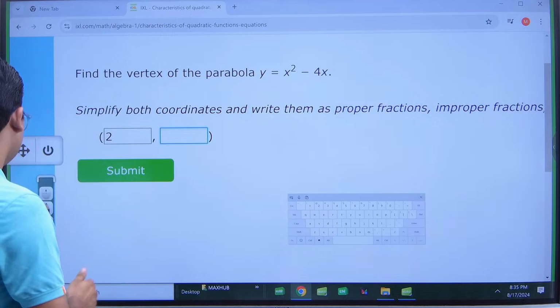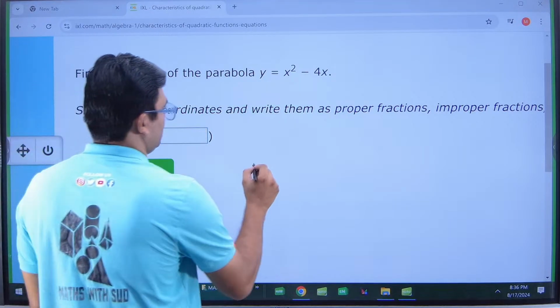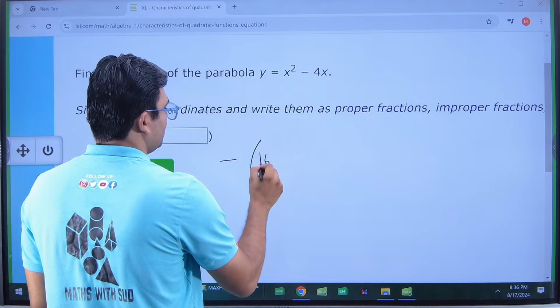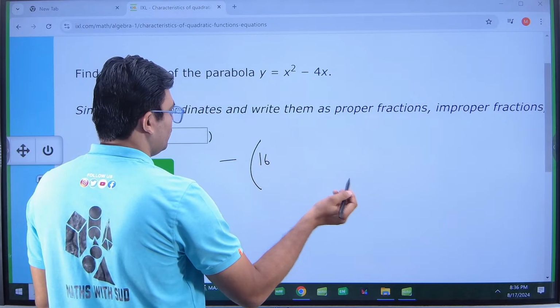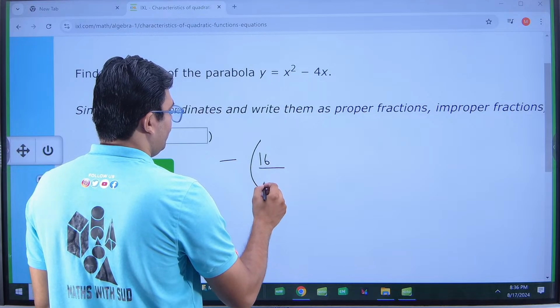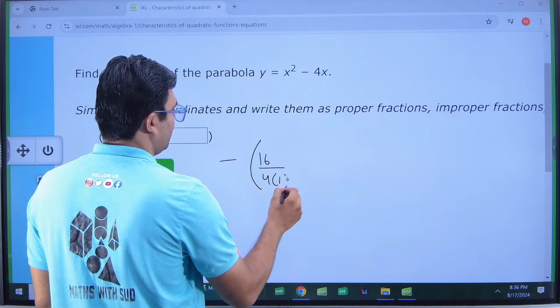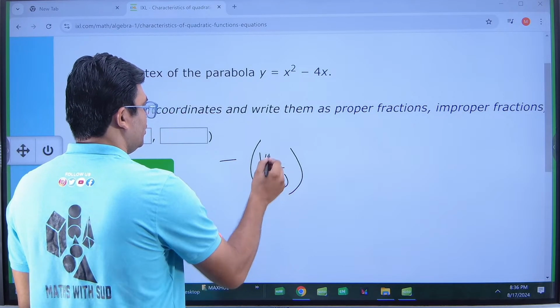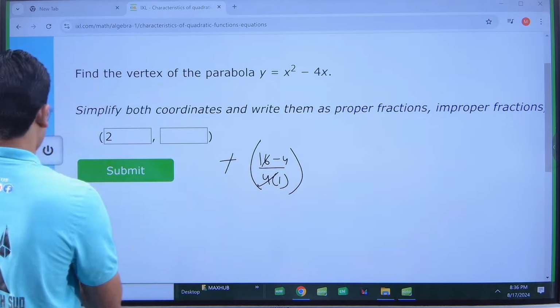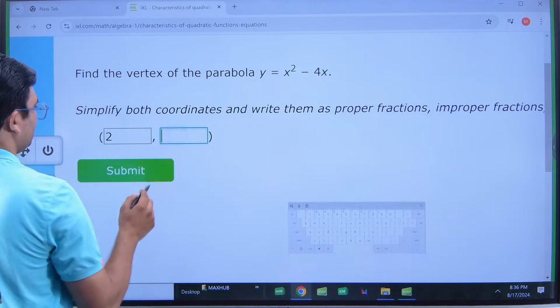You want to understand how? So minus b square is going to be 16, minus 4ac is 0, divided by 4a, so 4 into 1. So if you solve this, you will get minus 4. Understood?